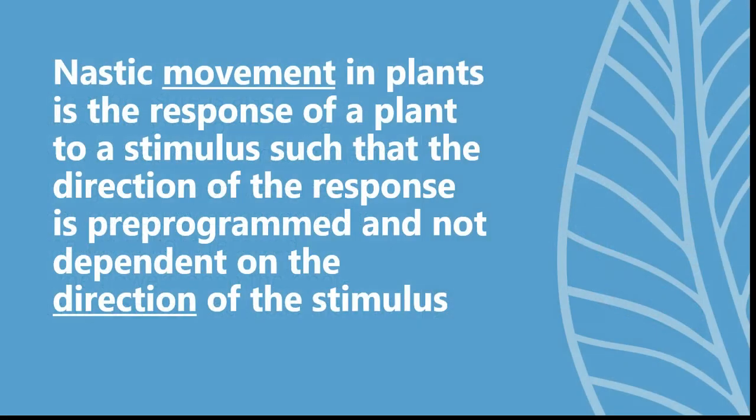Yeah, so that's it. So this is the official definition in your book of what nastic movement is. Okay, and if you ask me, it's overly complicated. Nastic movement in plants is the response of a plant to a stimulus such that the direction of the response is pre-programmed and not dependent on the direction of the stimulus. And all that means is that it is going to make the movement it's going to make, okay? Depending on whether it's the light or whatever, the water, that kind of thing. So let me give you an example of that. I think that's just an overly complicated thing.